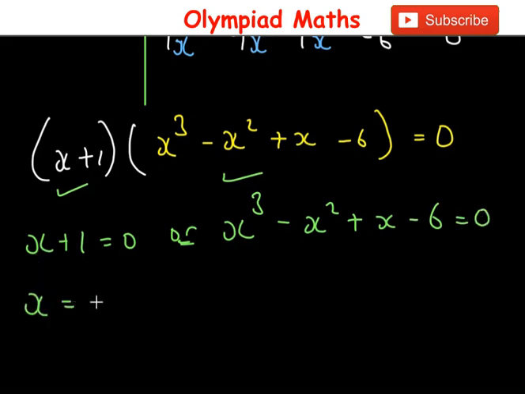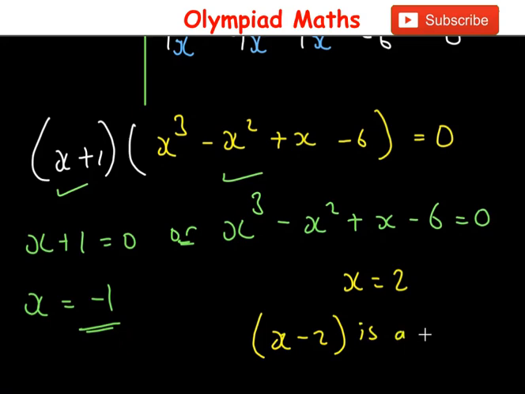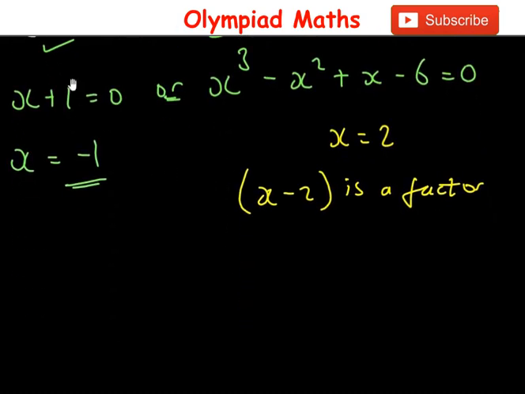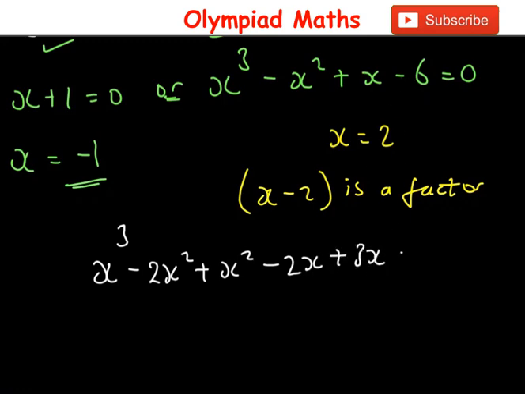From here, x is equal to minus 1, okay? Or from this other equation, looking at this equation right here, we can say that x equals 2 is a solution for this equation, such that x minus 2 is a factor for this equation. So this equation then becomes x raised to power 3, then you can write minus x squared as minus 2x squared plus x squared. We can write plus x as minus 2x plus 3x, and then we have minus 6.